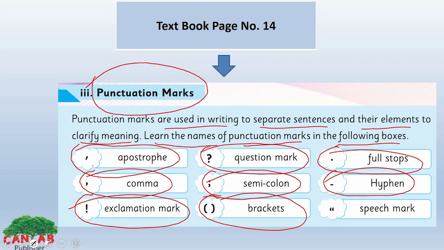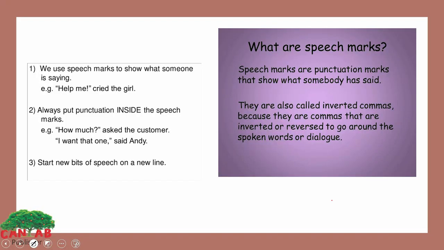Now look at the speech marks, the last one. What are speech marks? Speech marks are punctuation marks that show what somebody has said. They are also called inverted commas because they are commas that are inverted or reversed to go around the spoken words or dialogue. Let's have a look at the examples.